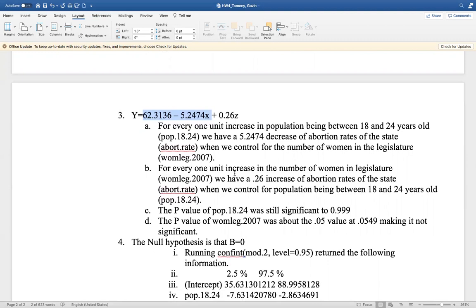the abortion rates. So for every 1 unit of increase of the number of women in legislature, you have a 0.26% increase on abortion rates. And this is controlling for population being between 18 and 24. So obviously we see this is saying a 5% increase versus a 0.25% increase. So by writing these out into sentences, you can see this has a significant change, this doesn't. Does that make sense? Yes.